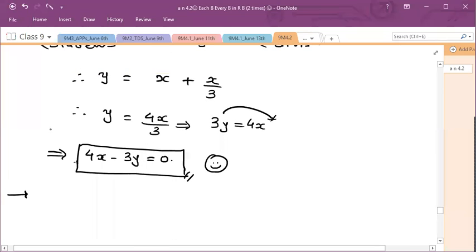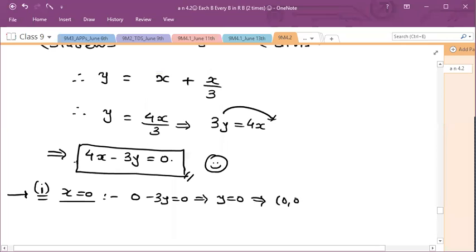So definitely I require 2 points. For the first point, if I'm taking x equal to 0, then 0 minus 3y equal to 0 implies y equal to 0. Right. So my first point will be 0, 0.